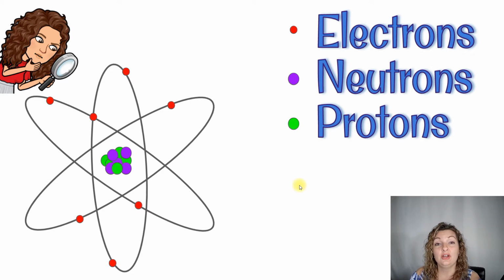Now, there are 3 subatomic particles inside an atom that you need to be familiar with. They are labeled here, the electron, which are our red dots. You can see that the electrons are located in the electron cloud. Our neutrons, which are represented by the purple dots, are in our nucleus, and the protons, which are the green dots, are located in the nucleus as well.